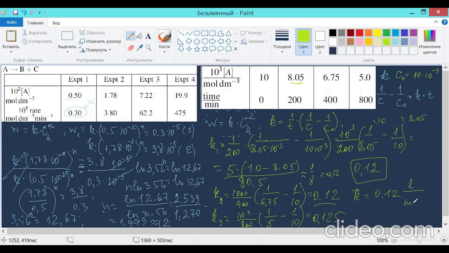Minute, yes, that's it. Thank you very much. This is the first problem, and I hope it was as clear as day how to get these answers and how to prove that the data contained in the second table are consistent with the findings from the first table. Thank you.